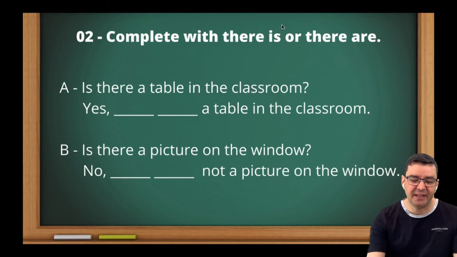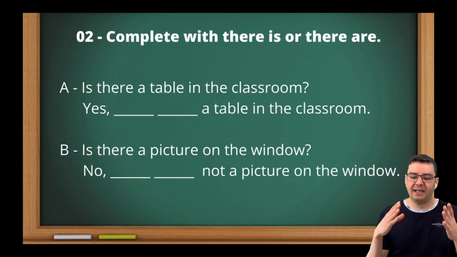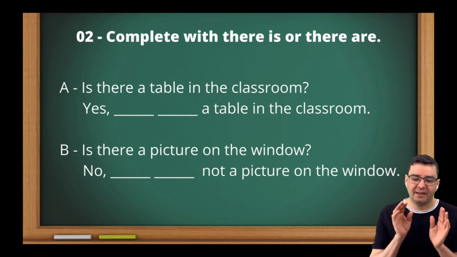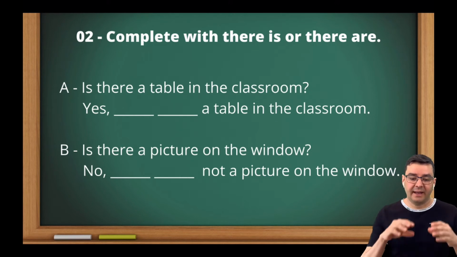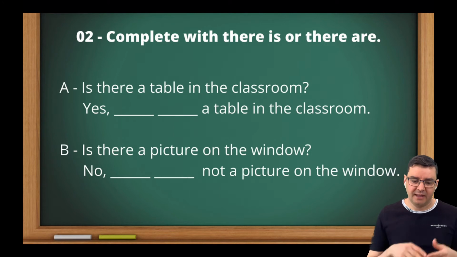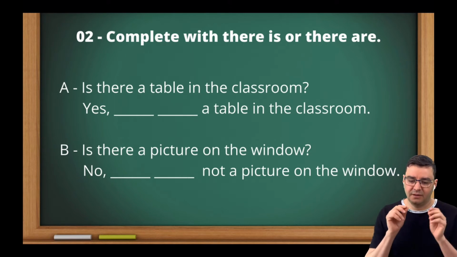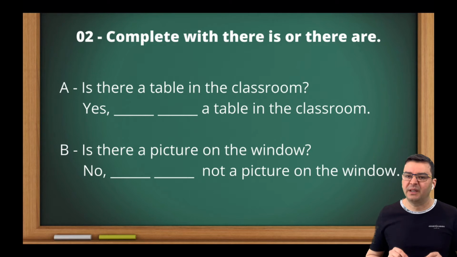Ok, maravilha. Espero que tenha acertado. Vamos para número 2. Complete with there is or there are. Então, letra A. Is there a table in the classroom? Yes, a table in the classroom. B. Is there a picture on the window? No, not a picture on the window.